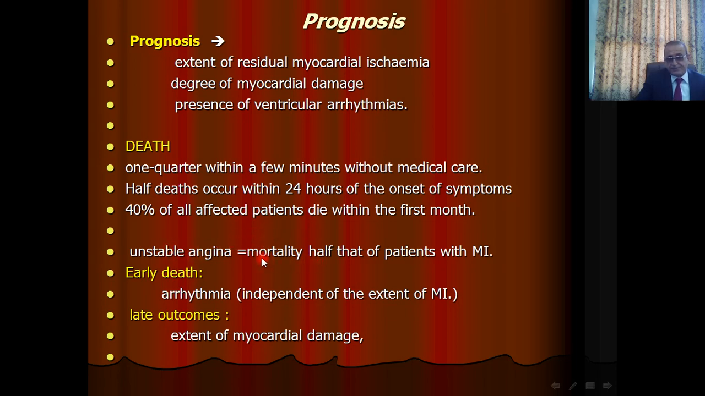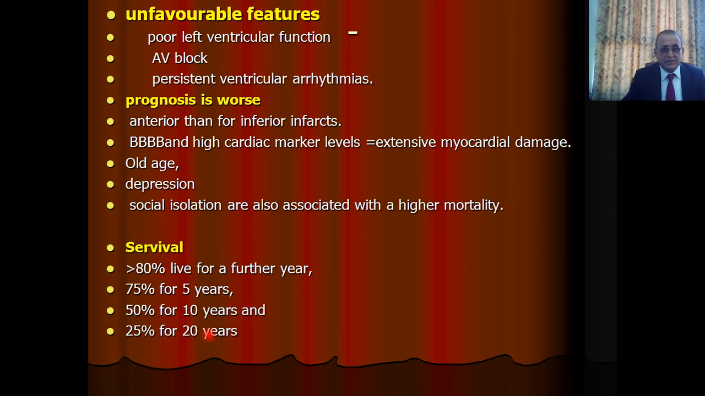What are the unfavorable features in your patient? If you have poor left ventricular function, if you have AV block, persistent atrioventricular block, persistent arrhythmia. Regarding prognosis, if you compare, it will be worse in anterior than inferior. It will be worse if you have bundle branch block and higher cardiac markers in comparison with those with no cardiac markers, if the patient is old age or depressed or socially deprived. Reassure the patient that survival is more than 80% for a further year, 75% for 5 years, 50% for 10 years, and 25% for 20 years.